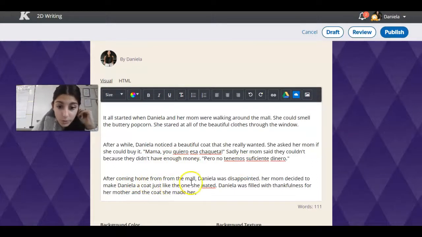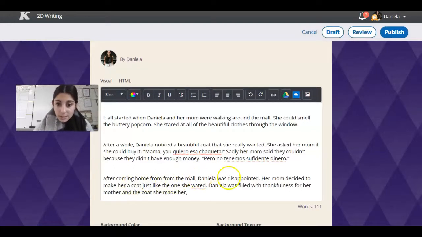After coming home from the mall, Daniela was disappointed. Uh-oh, I did forget a capital letter here. It needed to be a capital H. I had it like this, which is a lowercase. I need it to be capital. Her mom decided to make Daniela, and I want to change this to, instead of Daniela, I'm just going to say her. I think it will sound better. There's too many Danielas. After coming home from the mall, Daniela was disappointed. Her mom decided to make her a coat just like the one she wanted, not wanted. She wanted.